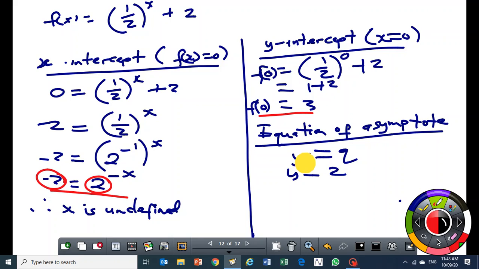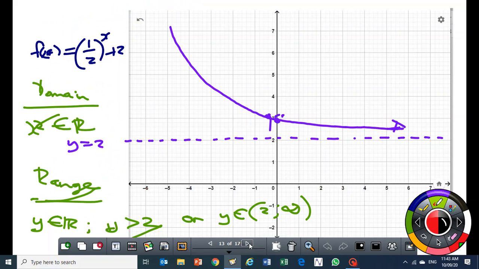Once you get this, then you move on to the equation of your asymptote. The general equation is y equal to q. What's q? It is equal to positive 2. You put your equation y equal to positive 2. Then you move on to sketching.